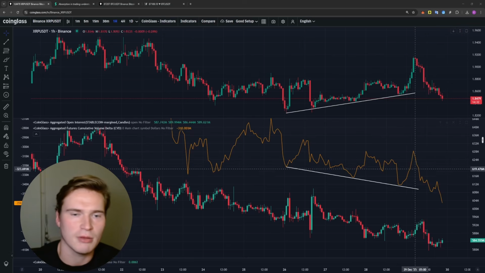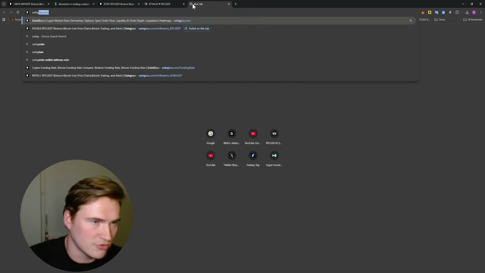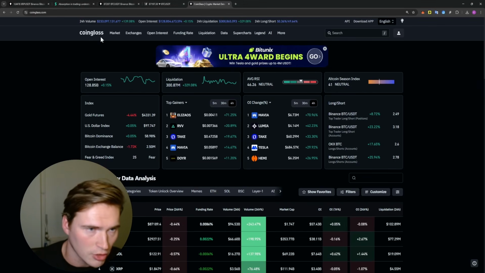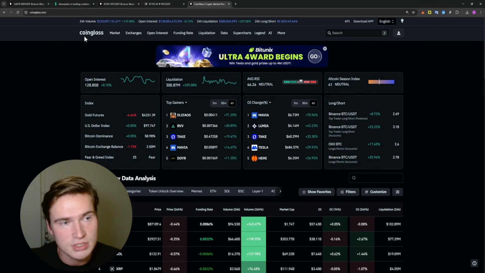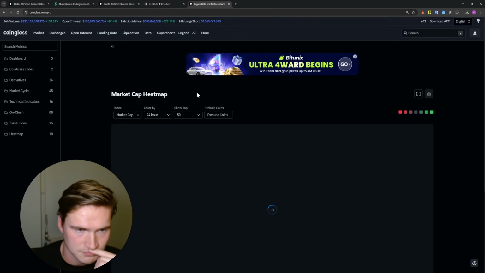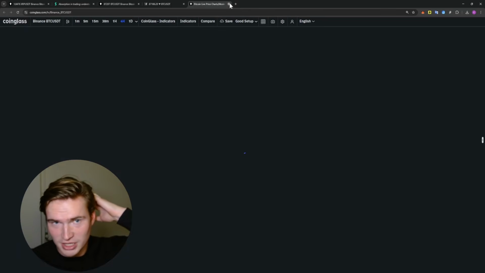First, let's briefly talk about how you can get this chart. What you want to do is head over to coinglass.com. You can see the logo here at the top left. Just type that in, coinglass.com, and then you go here to the top to supercharts, and then superchart. Okay, and then you get to this chart that I have right here.